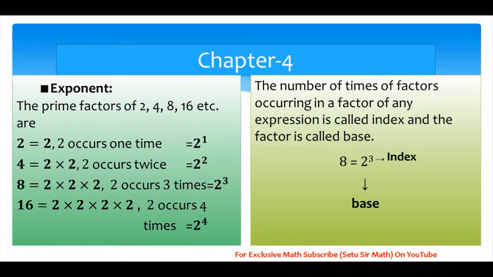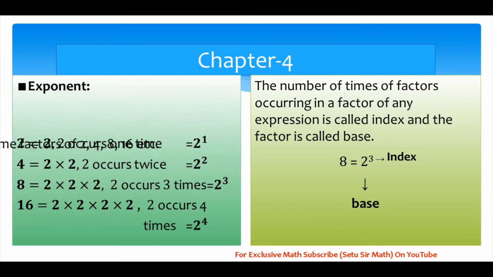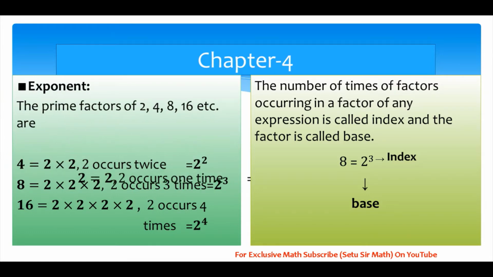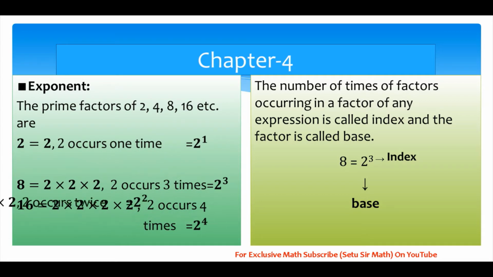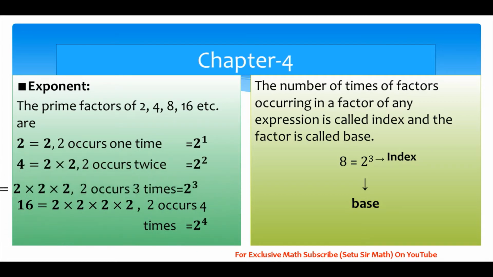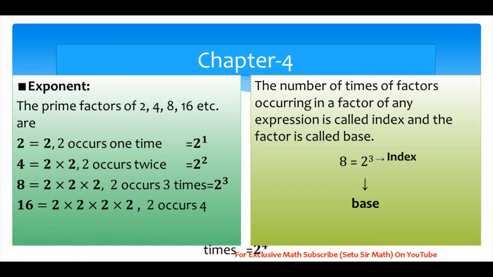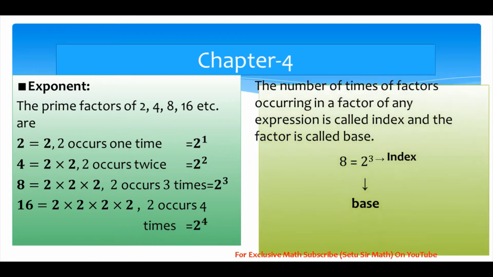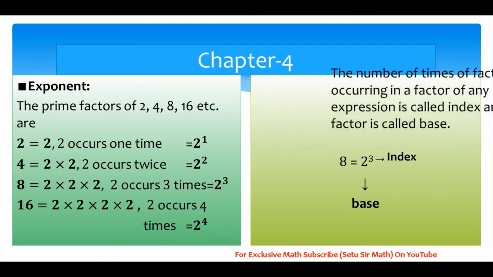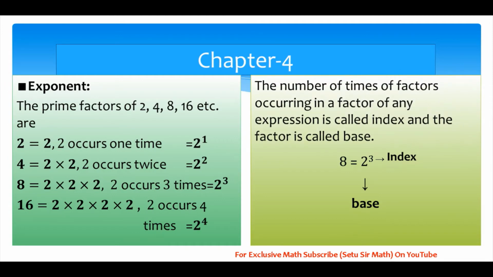Let's see again exponent. The prime factors of 2, 4, 8, 16, etc. are 2 occurs 1 time, 2 occurs 2 time, 2 occurs 3 time, 2 occurs 4 time, that is 2 to the power 4. The number of times of factors occurring in a factor of any expression is called index, and the factor is called base. 8 equals to 2 to the power cube or 3. 3 is the index and 2 is the base.